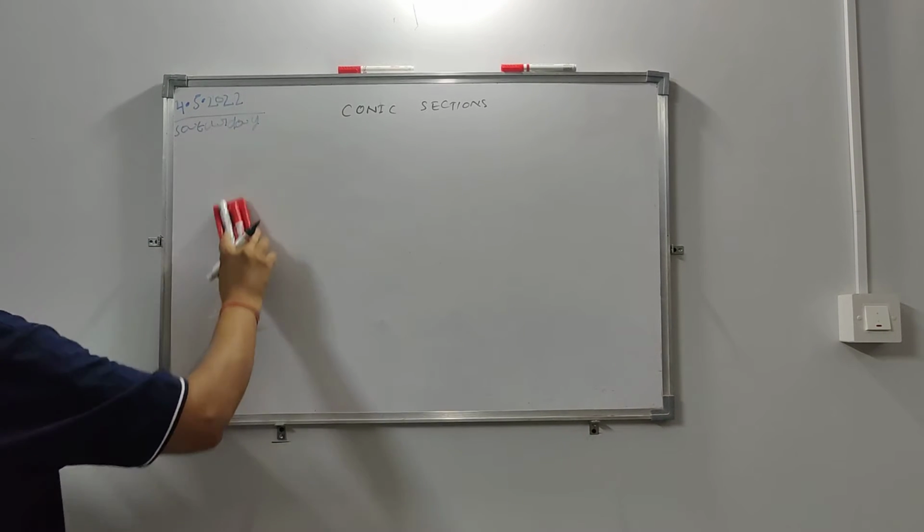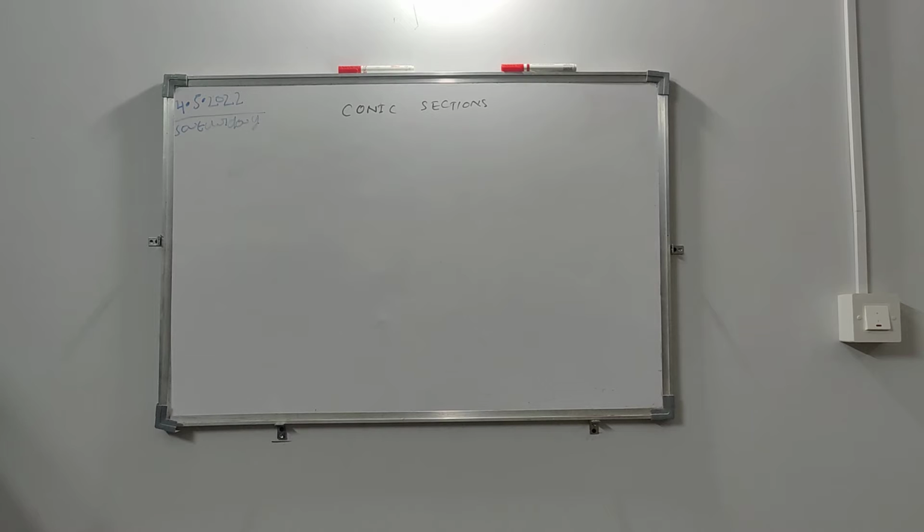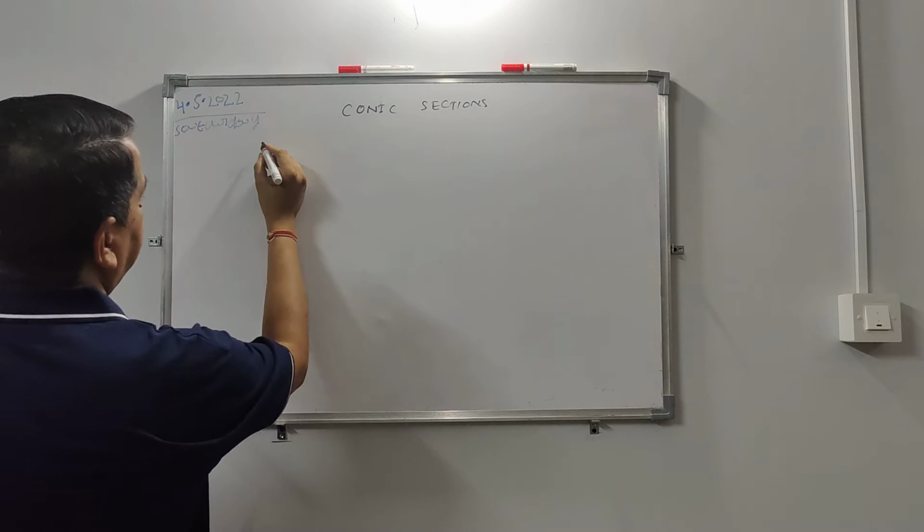So four conic sections we have discussed. One is circle, one is parabola, one is ellipse, and one is hyperbola. So we have covered circle. Now we'll start with parabola.